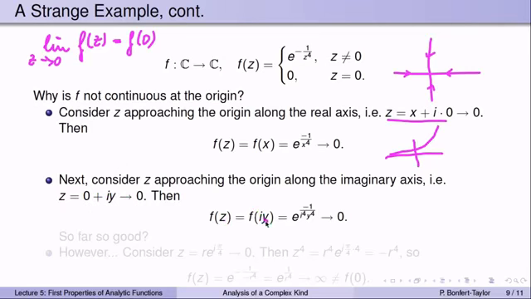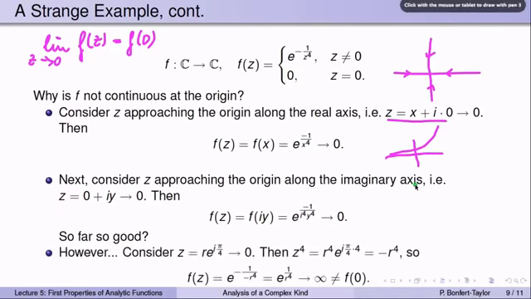What's f of z? What's then f of iy, which is e to the minus 1 over i to the fourth, y to the fourth. But i to the fourth, that's just 1. So it's e to the minus 1 over y to the fourth, and the exact same reasoning that we used before shows that, again, f goes to 0. So f goes to 0 as you approach 0, both along the real and the imaginary axis. So far so good, right? Where's the problem? So far it looks like f is indeed continuous.